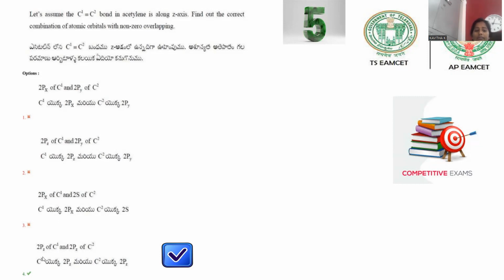Let's go with 2pz of C1 and 2pz of C2. This is perfectly correct because 2pz means both the orbitals are lying on the same axis. So linearity and extent of overlapping are possible, and bond formation is also possible when two orbitals are lying in the same direction. So this is the way we can answer. By seeing this only, we can easily trace out the correct answer. Right, for question 5, option 4 is the answer.